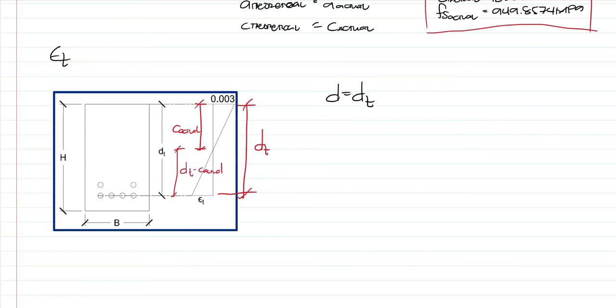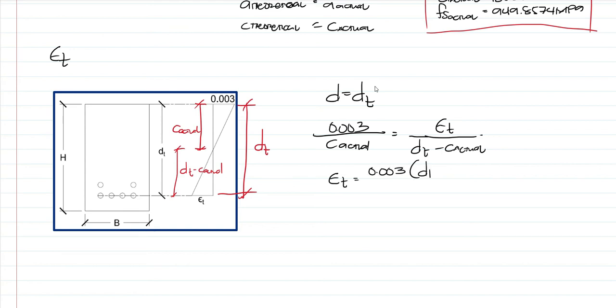So getting the similar triangles and using ratio and proportion, so that is 0.003 divided by our C actual is equal to the epsilon sub t divided by our dt minus our C actual. So that will be a value, epsilon sub t now will be equivalent to 0.003 times dt minus C actual divided by our C actual.